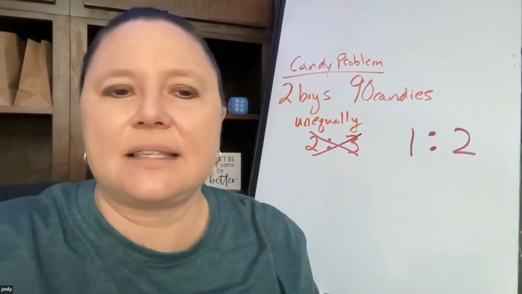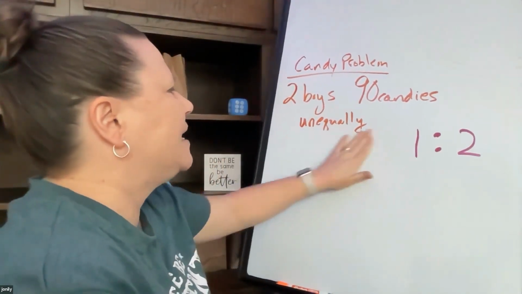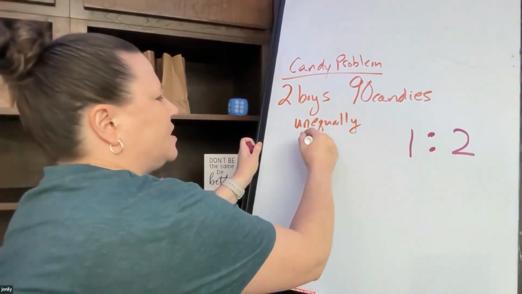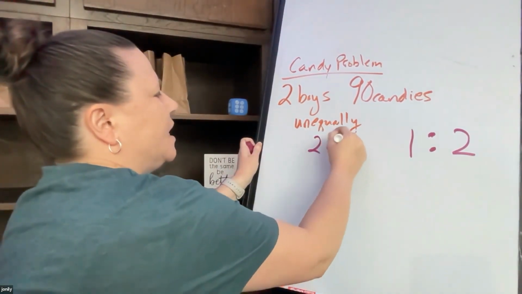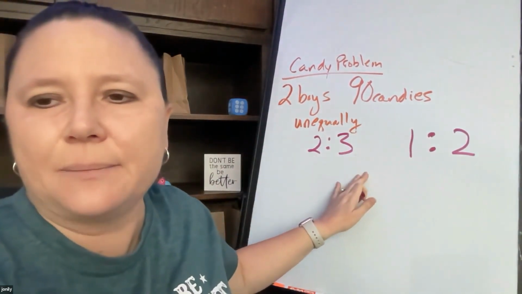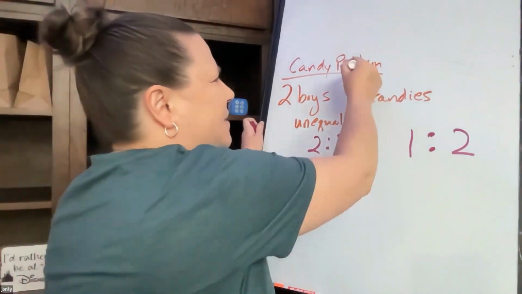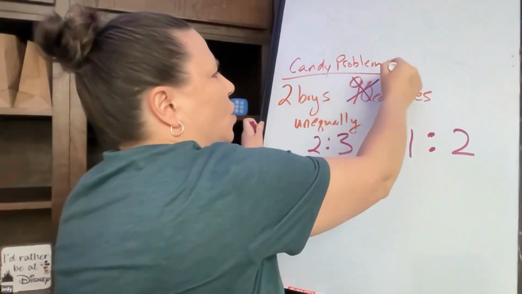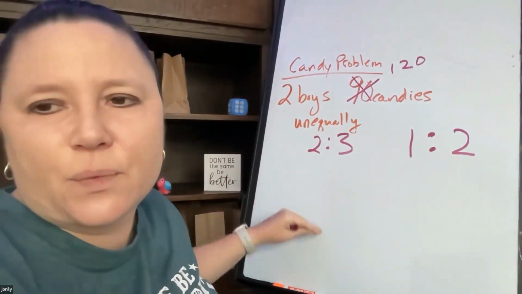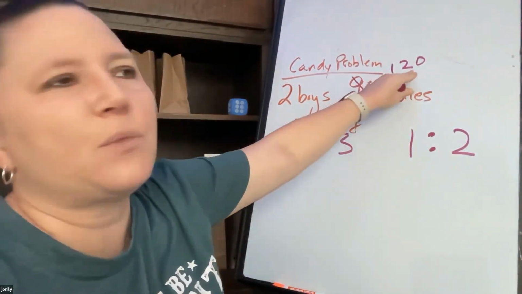Two months later, when I bring the candy problem back, I might say, you know what, we want those 2 boys to share 90 candies such that boy 1 gets 2 and boy 2 gets 3. But you know what? Now instead of 90 candies, we're going to do 120 candies. So we're going to do the same repeated reasoning, but now we have more candies.